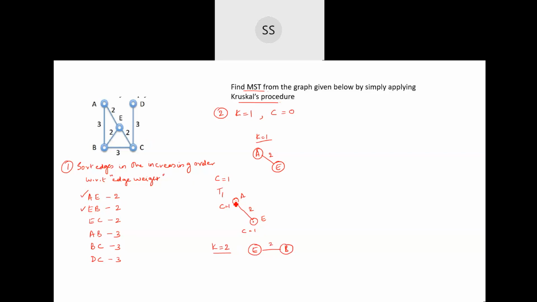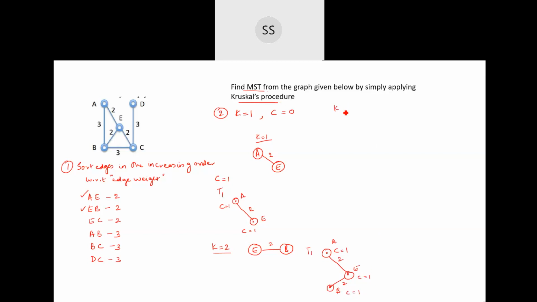So you have to check with the previous: we already have T1. In it, E is already a part of the tree T1. But B doesn't belong to any tree. So I can add this edge to which tree? To the tree T1. So I can modify my T1 as it consists of A, it consists of E, and it consists of B. I'm trying to follow the structure of the graph. So it is 2, here also 2, okay, so I've got it. And for the component value, you have to write C is equal to 1 for each one of them.